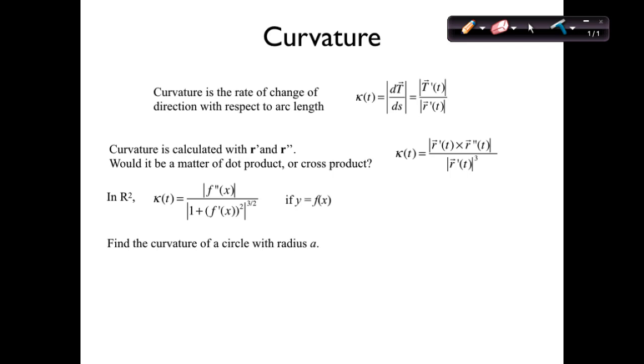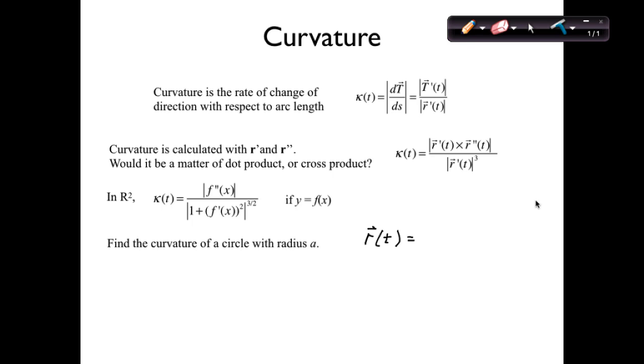Okay. So if a circle has radius a, what is the curvature? All right, so we're going to do that. I want to find the curvature of a circle with radius a. So let's use this first formula. I need to write the circle as a vector function. What's the simplest way that I can write a circle with radius a as a vector function?